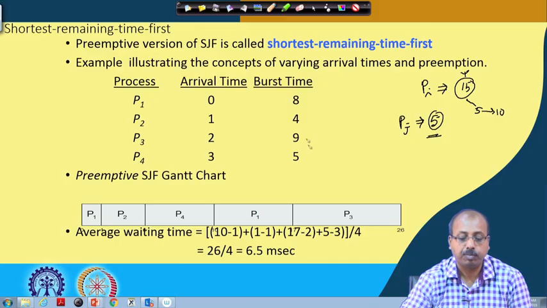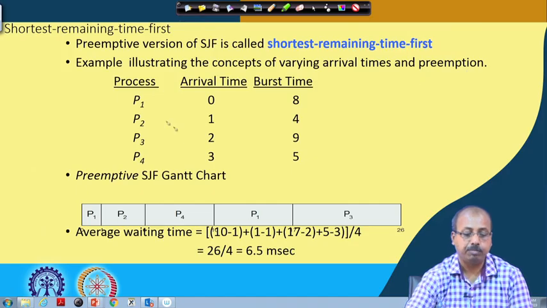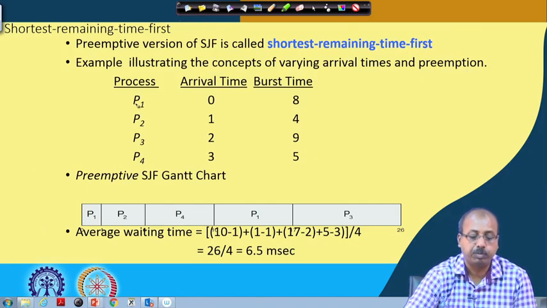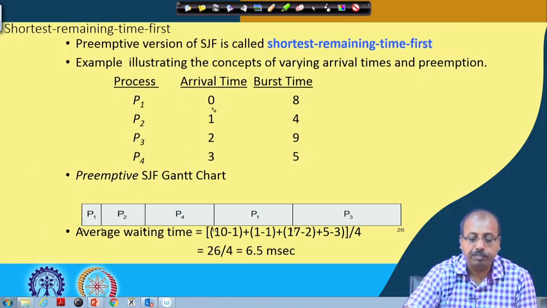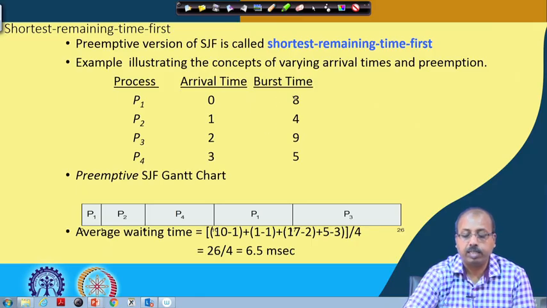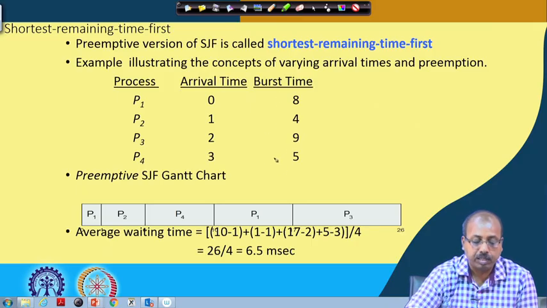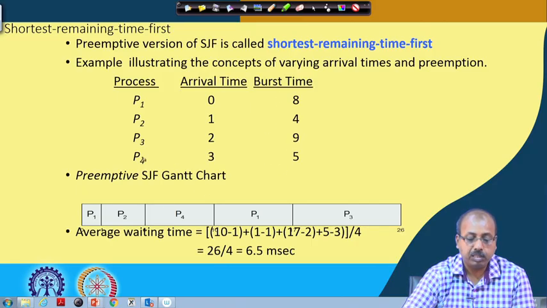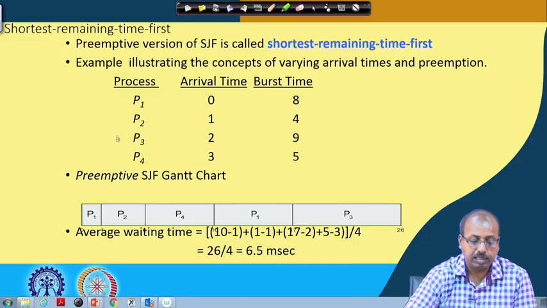So, if we vary the arrival times and apply this preemption policy, then we can have these things. Suppose we have 4 processes P1, P2, P3, P4, their arrival times are 0, 1, 2, 3 and the burst times are 8, 4, 9 and 5. Now, initially P1 came. So, when the scheduler was there, at that time we had only P1. So, P1 got scheduled.